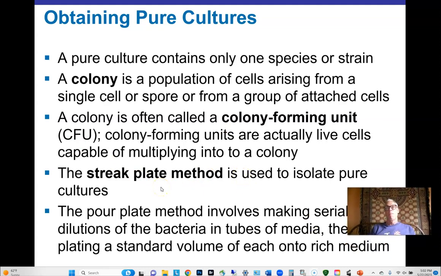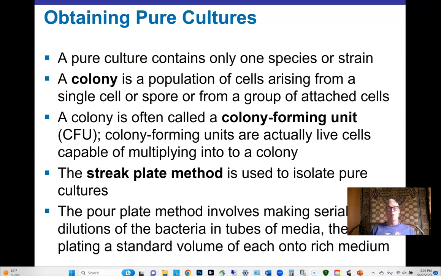A pure culture: in order to study a particular microorganism and find out what its properties are, we need to get it all by itself. We need to be able to do some tests on bacteria, say a biochemical test, and if there's other bacteria mixed in, we won't know anything about the biochemistry of that particular organism that we're interested in. So a pure culture is one that contains only one species or strain of bacteria and nothing else.